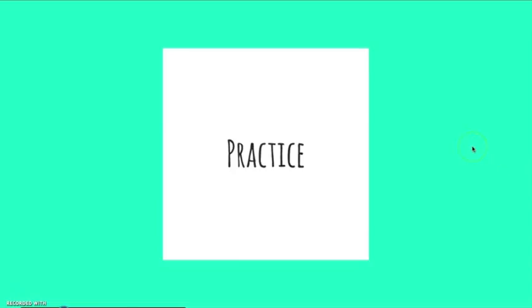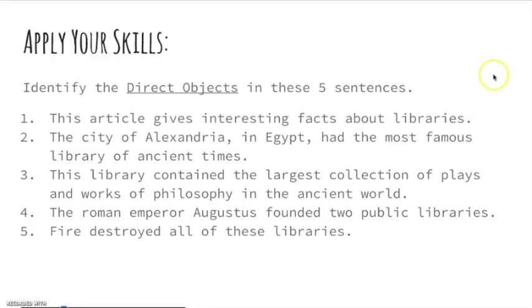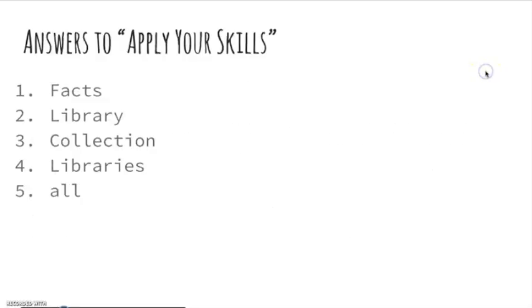So some practice here. Identify the direct objects in these 5 sentences. When you're doing this, pause the video. You can work on all 5. Just identify the direct objects and then unpause the video and you can check your work. So here are the answers to the apply your skills. We have in the first sentence, facts, the second sentence, library, the third sentence, collection, the fourth sentence, libraries, and the fifth, all.